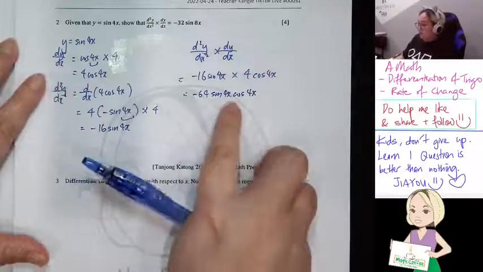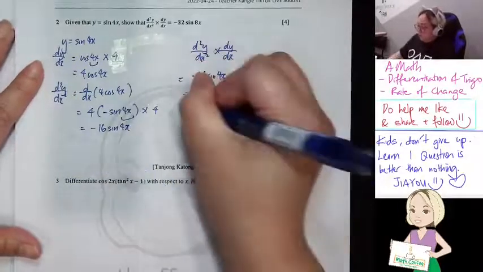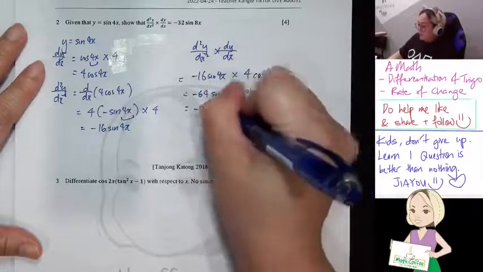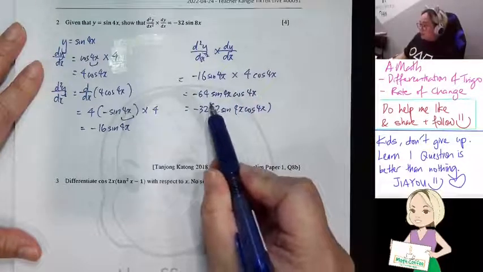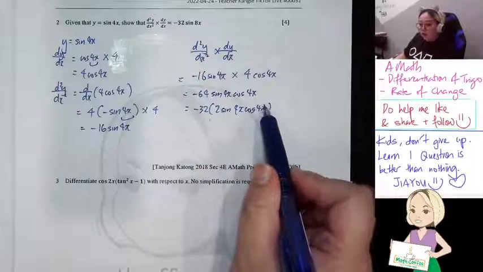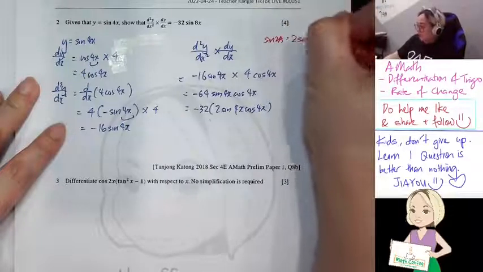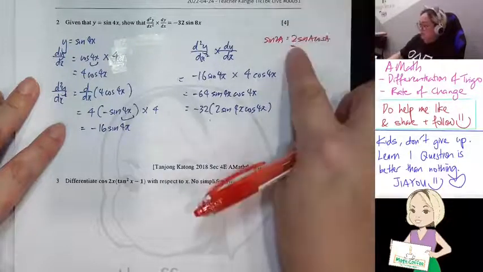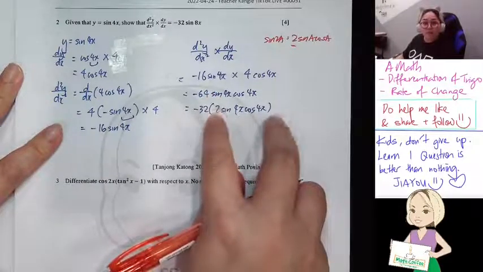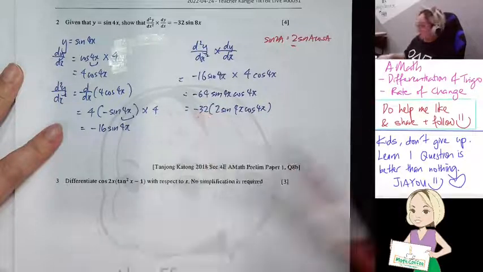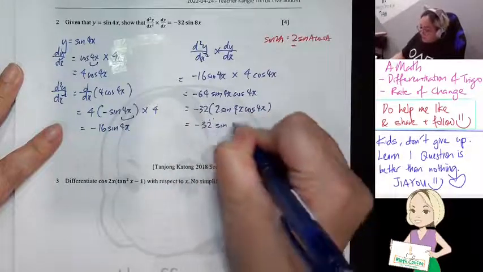You can take a look that the theta is the same. One sine, one cosine means I can make use of the double angle. So what I'm going to do is I just put minus 32, then 2 sine 4x cosine 4x. I put the 2 inside the bracket because our formula for the double angle, sine 2a, is 2 sine a cosine a. There is a 2. So what I did was I separated out the 2 sine 4x cosine 4x inside the bracket, so the minus 32 is outside. So this part is minus 32 sine 8x.